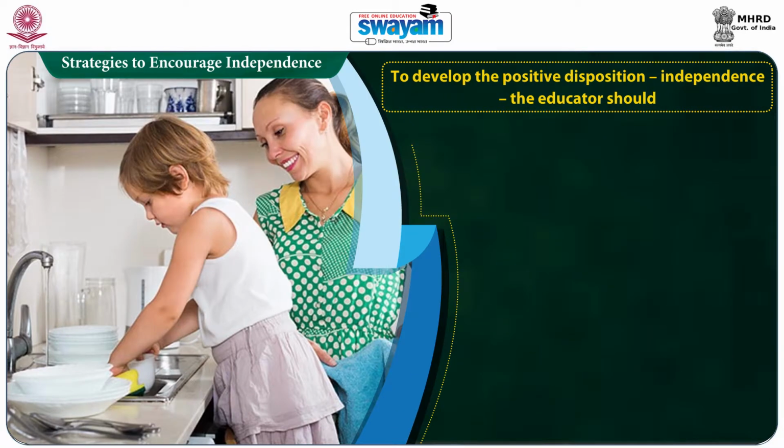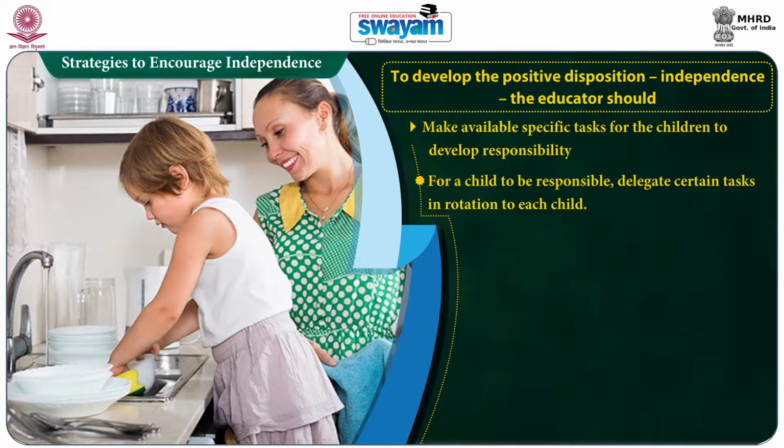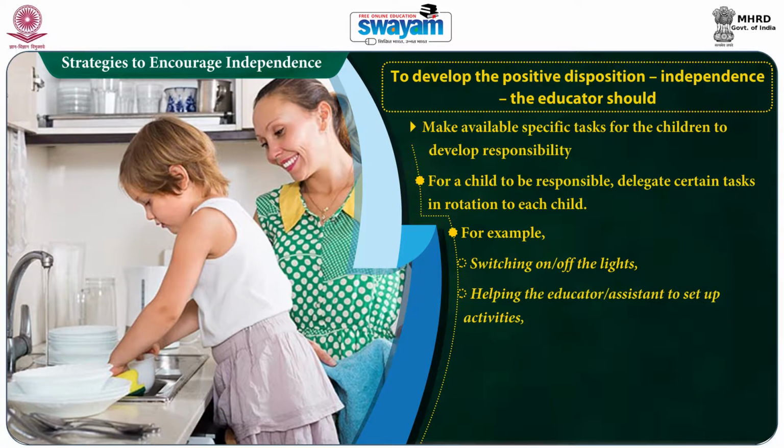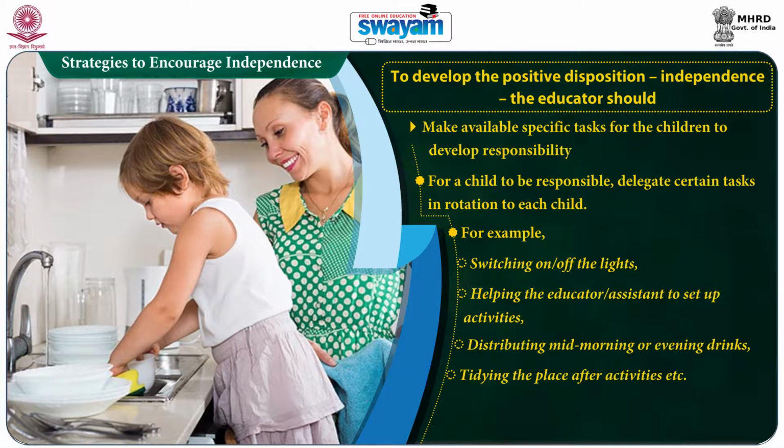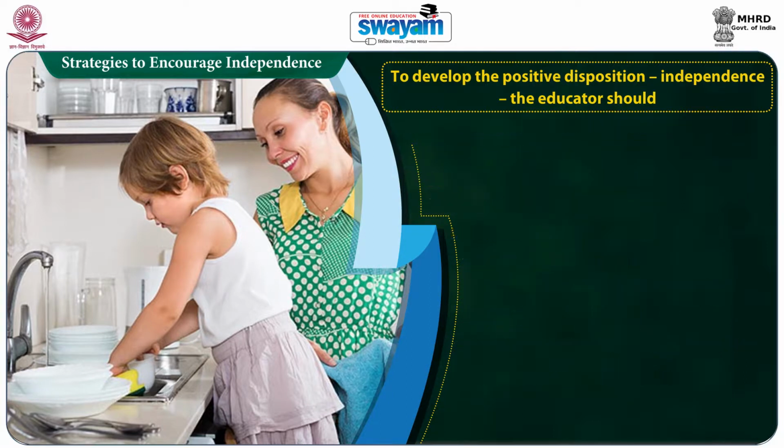The second aspect is to make available specific tasks for the children to develop responsibility. For a child to be responsible, delegate certain tasks in rotation to each child. For example, switching on and off the lights, helping the educator or assistant to set up the activities, distributing mid-morning or evening drinks, tidying the place after activities, etc.